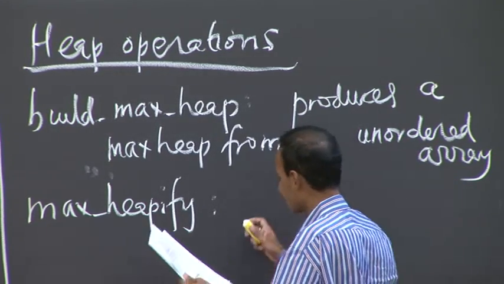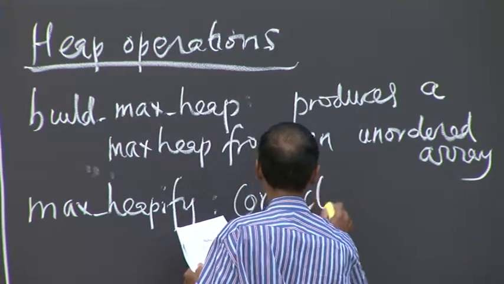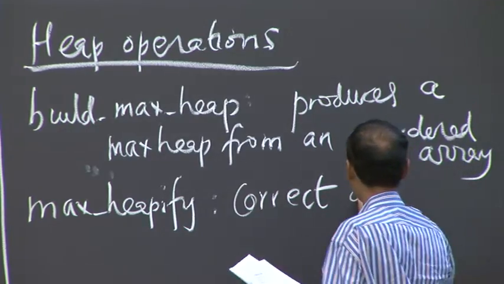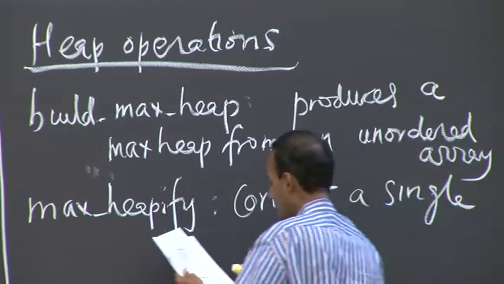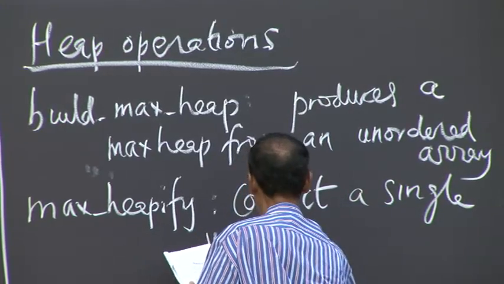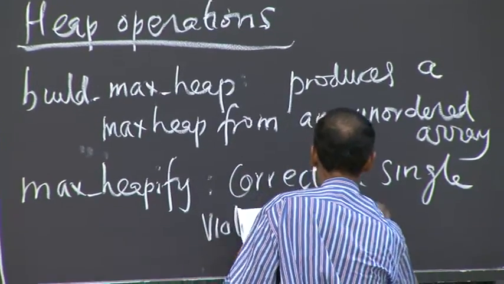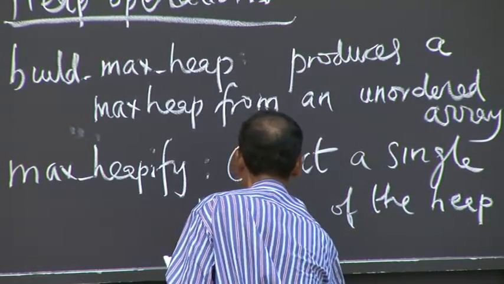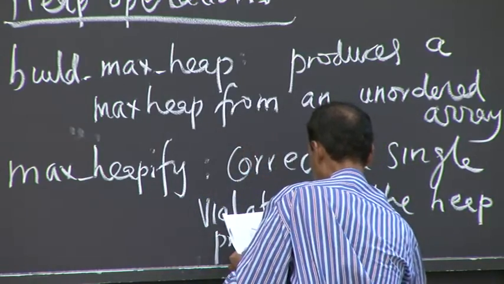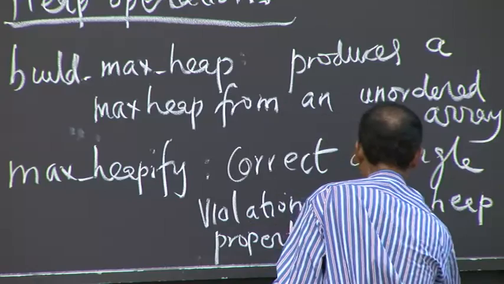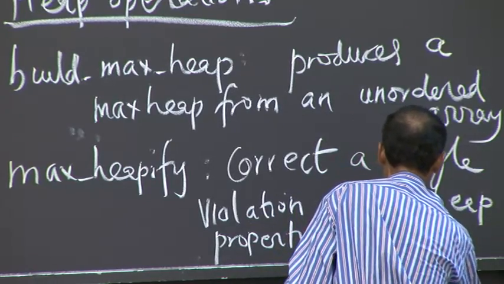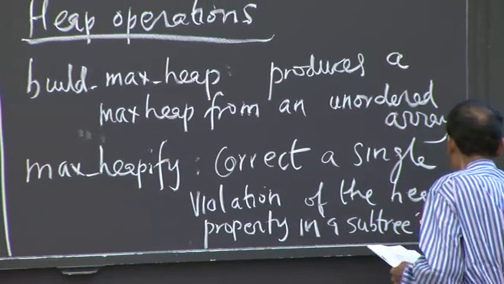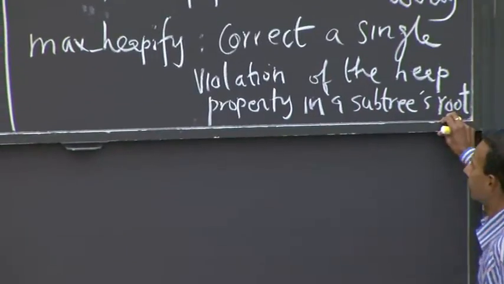Heapify, sounds a little strange, but I guess you can ify pretty much anything. So you correct a single violation of the heap property in a subtree's root, and I'll explain what I mean by that in just a minute.